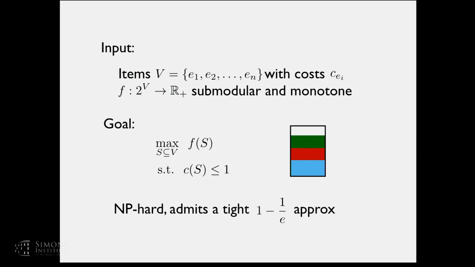So what we'll be interested in doing today is understanding how we can achieve an approximation guarantee that is very close to 1 minus 1 over e as fast as we possibly can. So the focus will be on running time. But before we get there, let's think a little bit about how we achieve such an approximation guarantee.